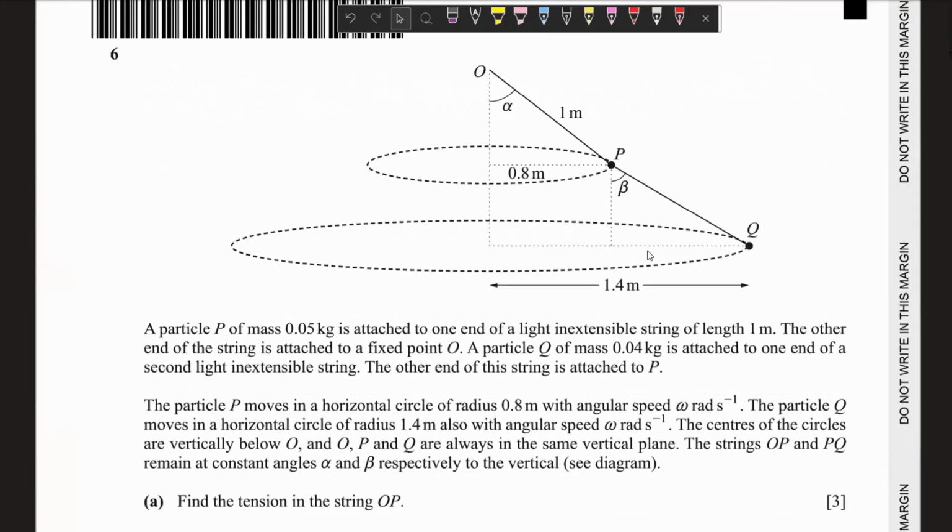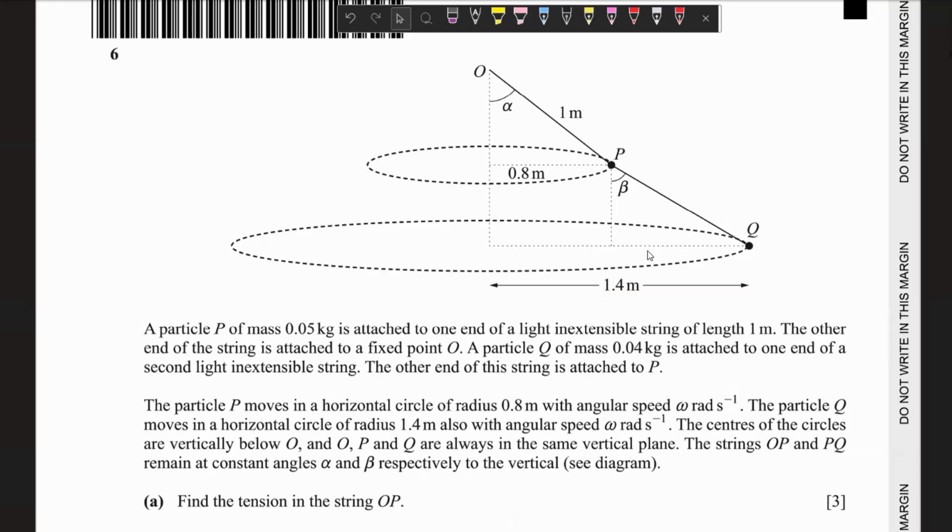Let's move on to the next one. Question number 6. It says, a particle P of mass 0.05 kilograms is attached to one end of a light inextensible string of length 1 meter. The other end of the string is attached to a fixed point O. A particle Q of mass 0.04 kilograms is attached to one end of a second light inextensible string. The other end of the string is attached to P.